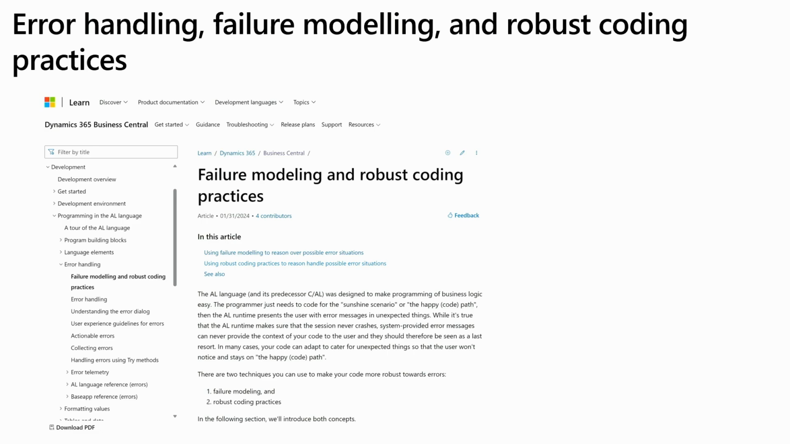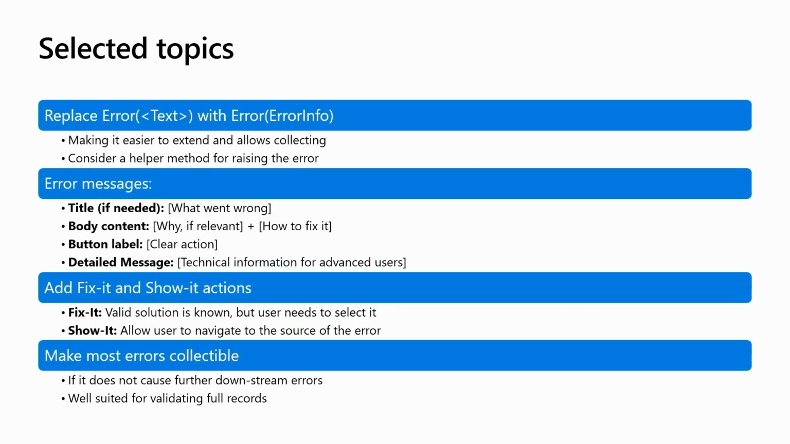So yes, you could actually just go and read the documentation, but there are a few things that we would like to highlight. First of all, it's time to move away from just giving one piece of text when an error happens. So replace your error text with error info, because it allows you to build a much richer experience for the user. For the error messages, remember it should be possible to recognize the error. That's the title part. The body content explains why, if it's relevant, and then how to fix it, if it's something you can describe in words.